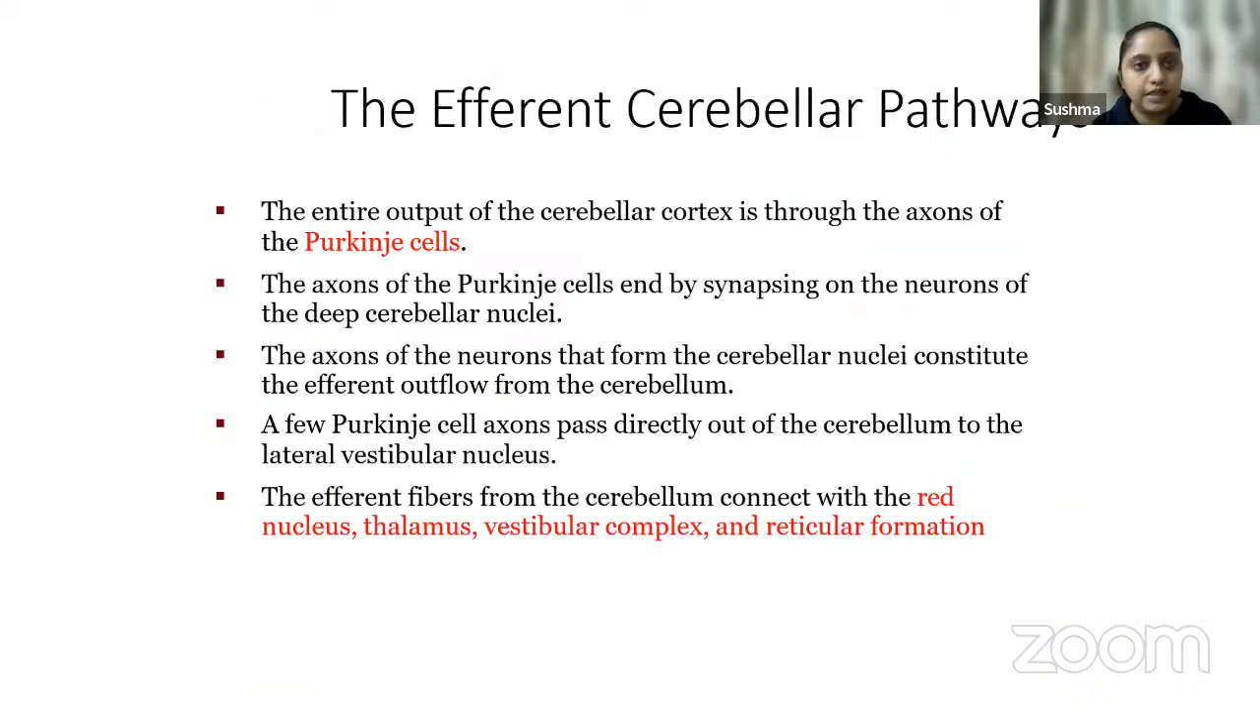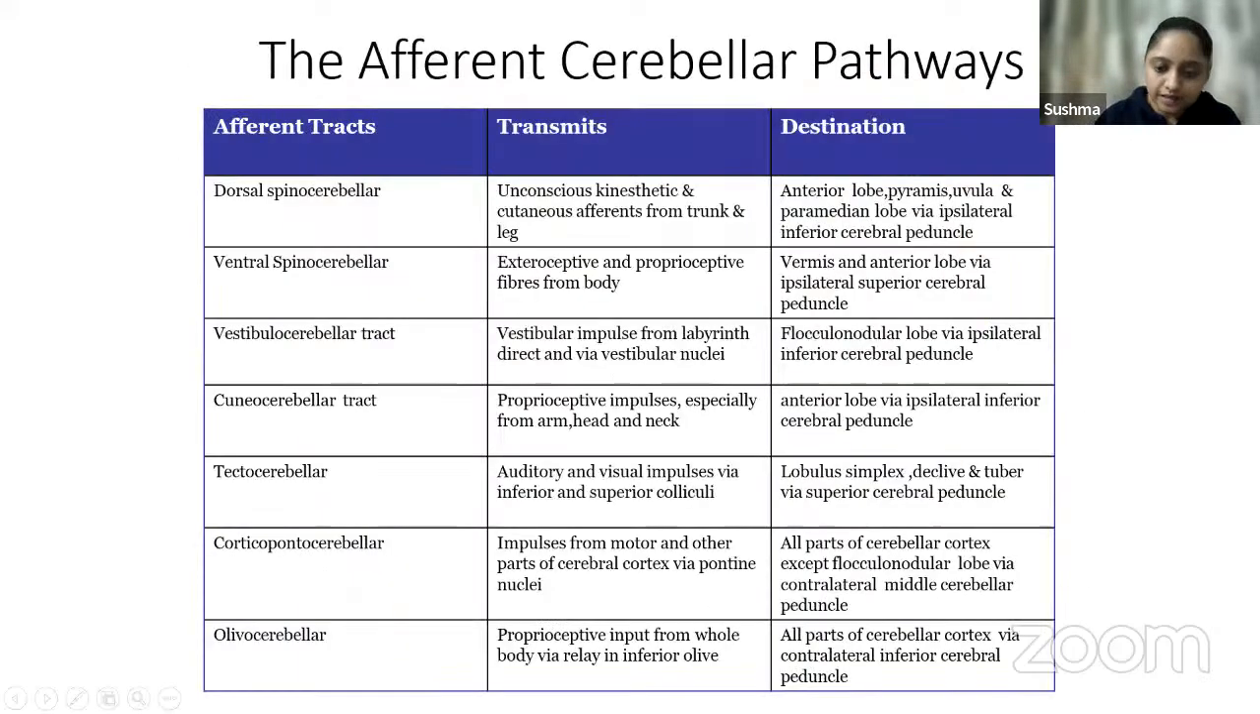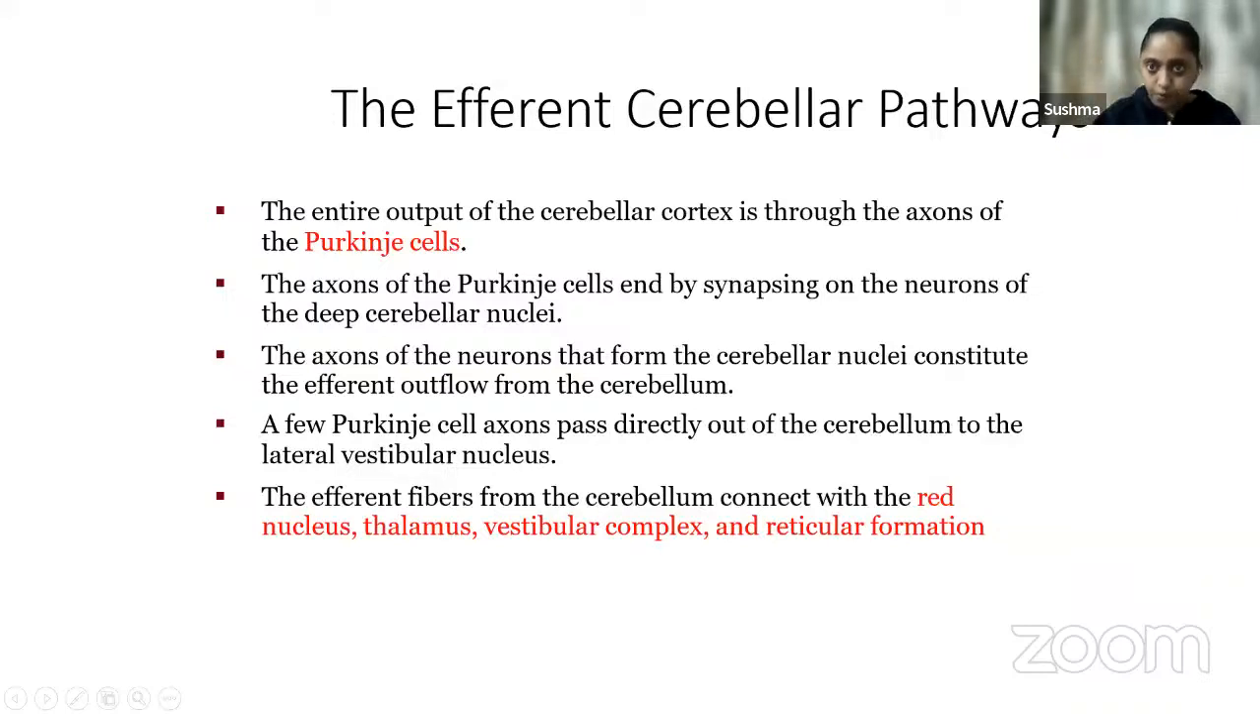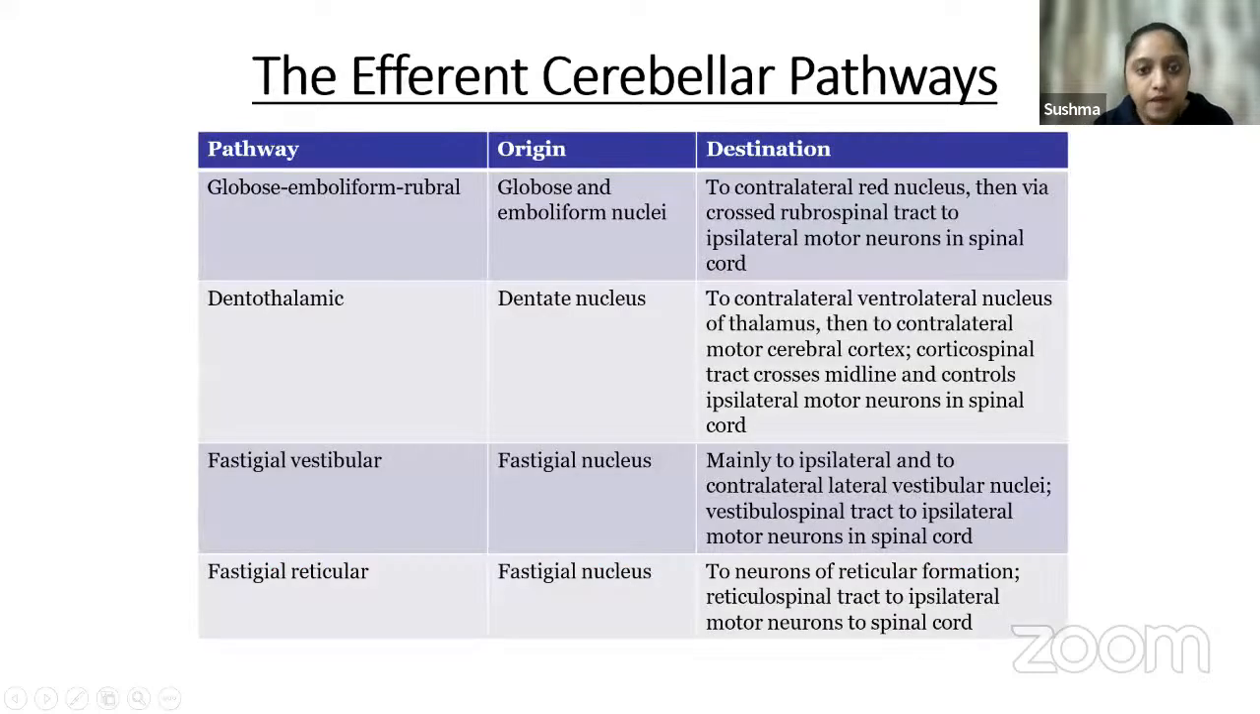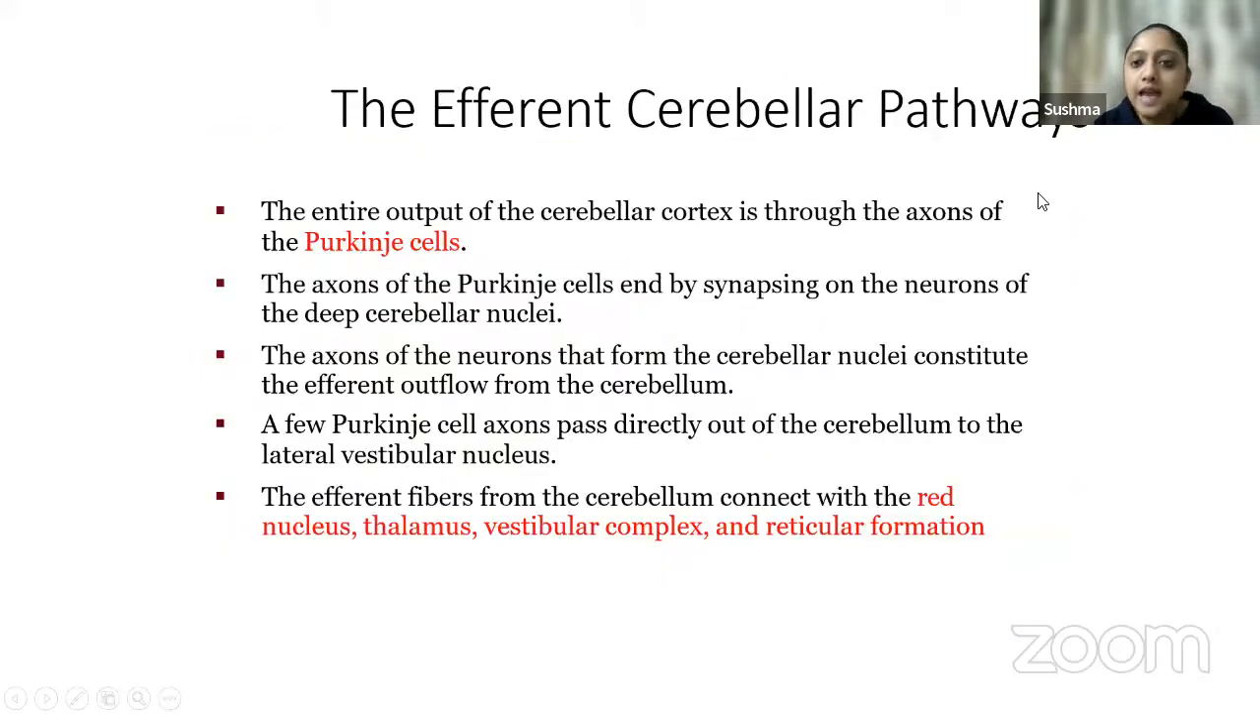Okay, yes. Then what is the efferent cerebellar pathway? Now it has gotten all the afferent pathways from all of these, it has processed it. Then the entire output of the cerebellar cortex is through the Purkinje cells. Now, these axons of the Purkinje cells end up synapsing with the nucleus of the deep cerebellum.